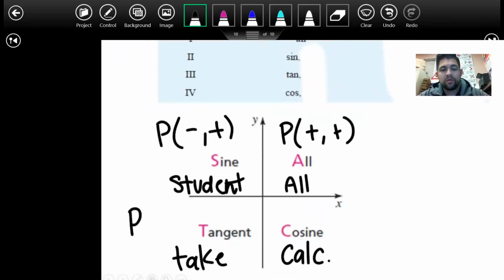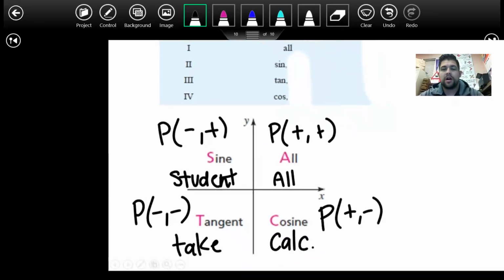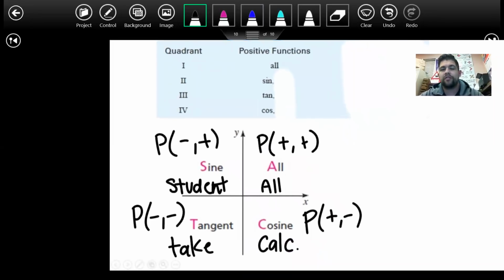Tangent will be the next one because we have a ratio of y over x. y is negative, x is negative, making it positive. And then for the last one, positive, negative, which is our cosine value. And I'll show you how this is associated. If you just look at your unit circle, you can definitely identify these.